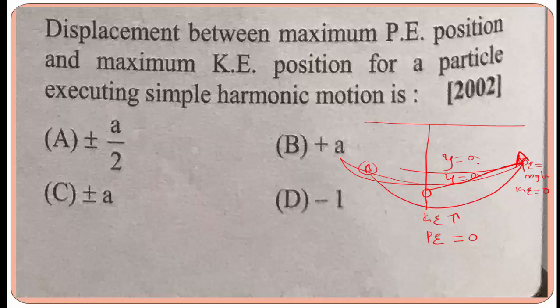Here y is equal to a. Displacement of the simple harmonic motion y is equal to a. It is plus or minus a because it moves in this direction. It is the positive amplitude. It moves in this direction. It is negative amplitude. The option C is the right answer.